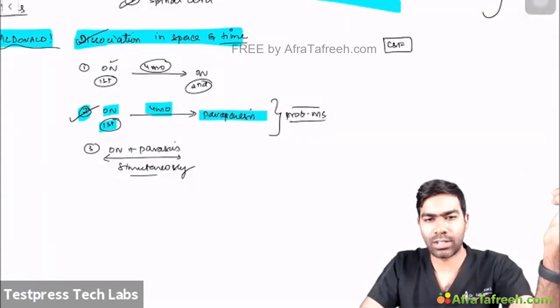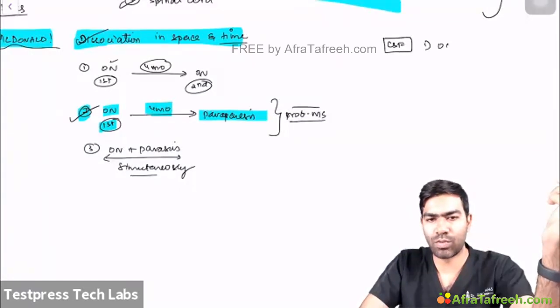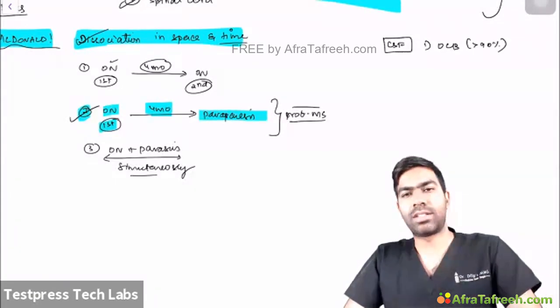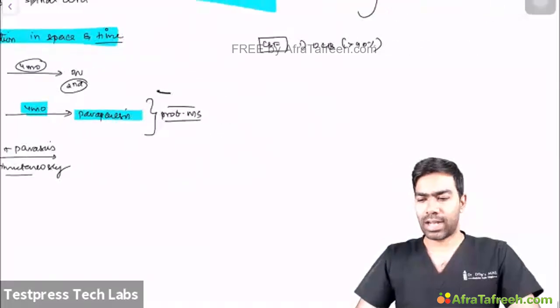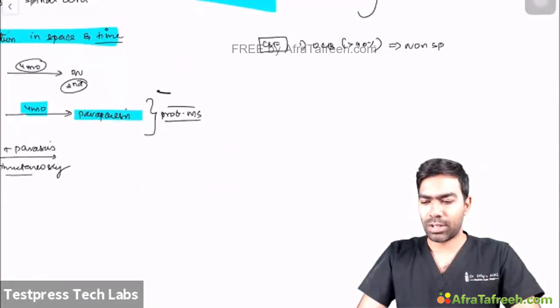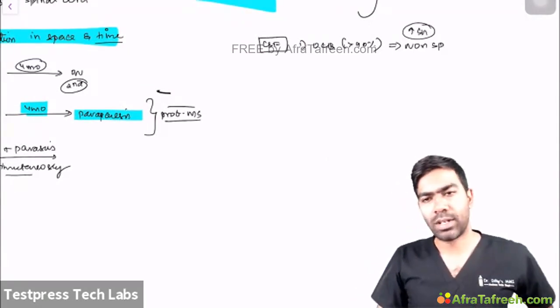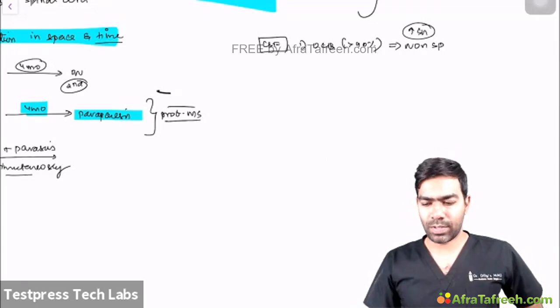As I told you, CSF, the most important finding is you look for oligoclonal bands, which is seen in more than 90%. Is oligoclonal band sensitive for multiple sclerosis? Answer is definitely no. These are non-specific for MS, but they're highly sensitive, which means more than 90% of cases will have OCBs, but it is quite non-specific.